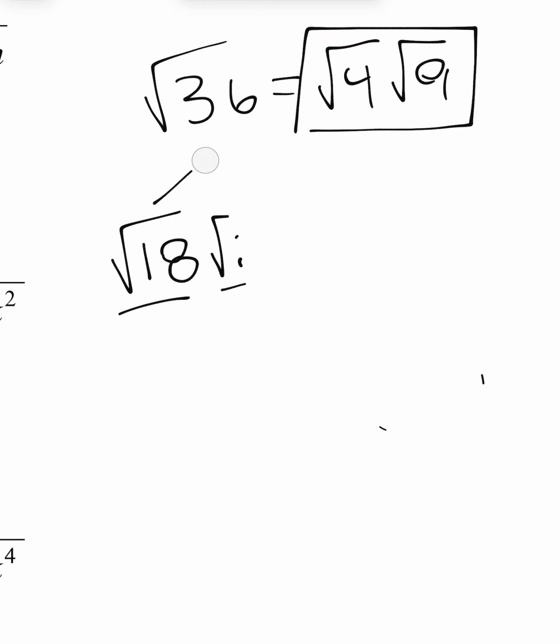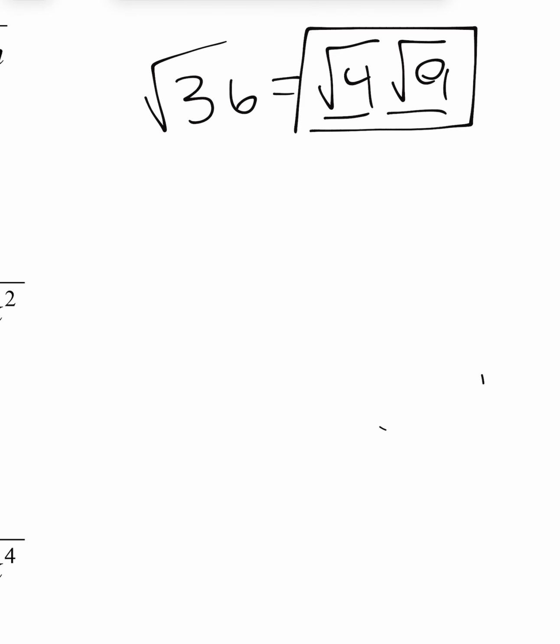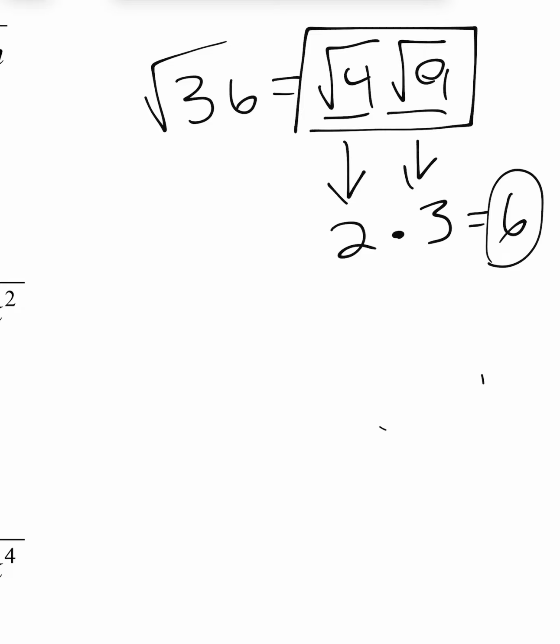But when we do take 36 and separate it into perfect squares, because both 4 and 9 are perfect squares, we have answers to those. We know the square root of 4 is 2, and we know the square root of 9 is 3. So our final simplified answer would be 6. So let's get after some of these problems here.